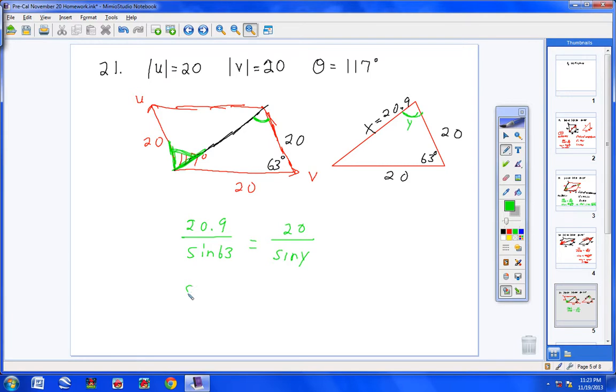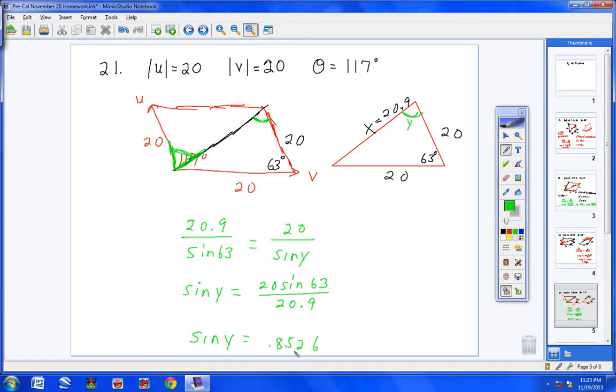So if we cross multiply and divide, I'm going to get sine of y equals 20 times the sine of 63 divided by 20.9. Let me grab my calculator very quickly. 20 sine of 63 divided by 20.9, and you're going to get this decimal right here. The sine of y equals 0.8526378222, and we're just going to stop right there.